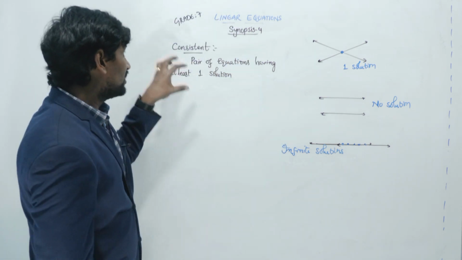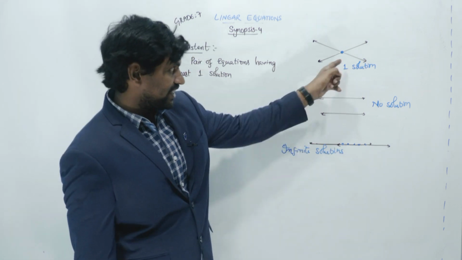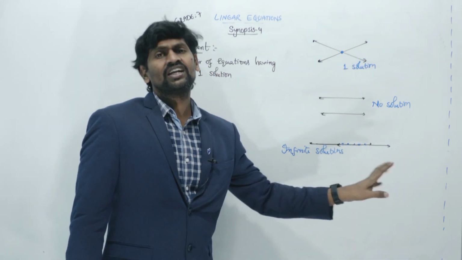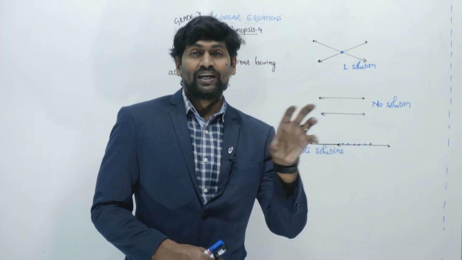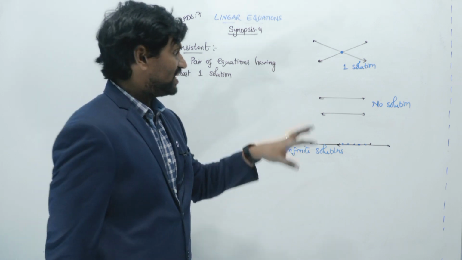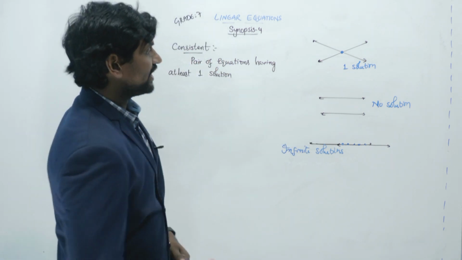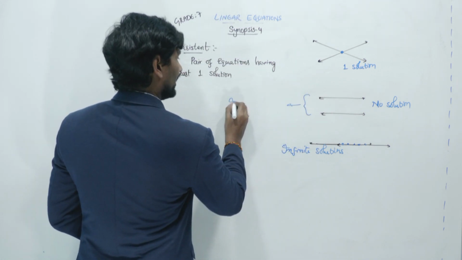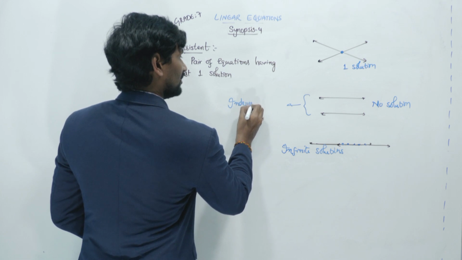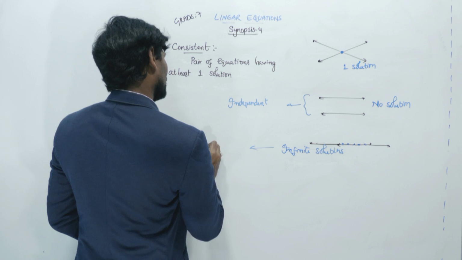Consistent is a pair of equations having at least one solution. At least one solution means we can take intersecting lines and coincident lines also. If there is no solution for the pair of equations, that is called inconsistent. Consistent pairs with a unique solution are independent lines, and those with infinite solutions are called dependent lines.